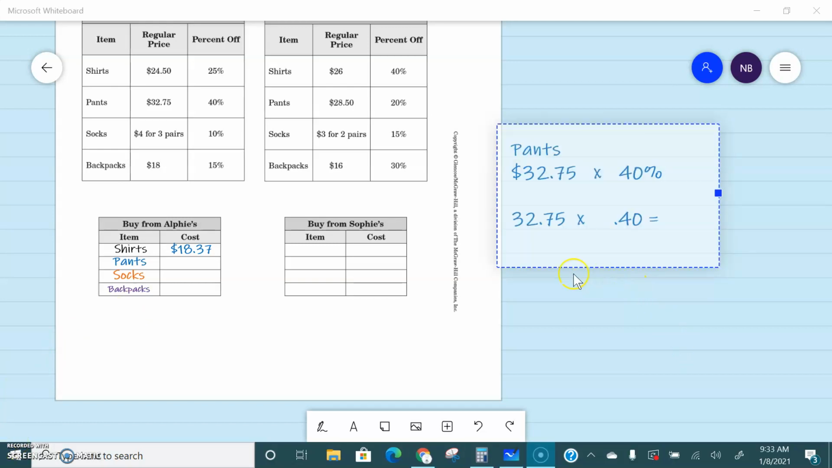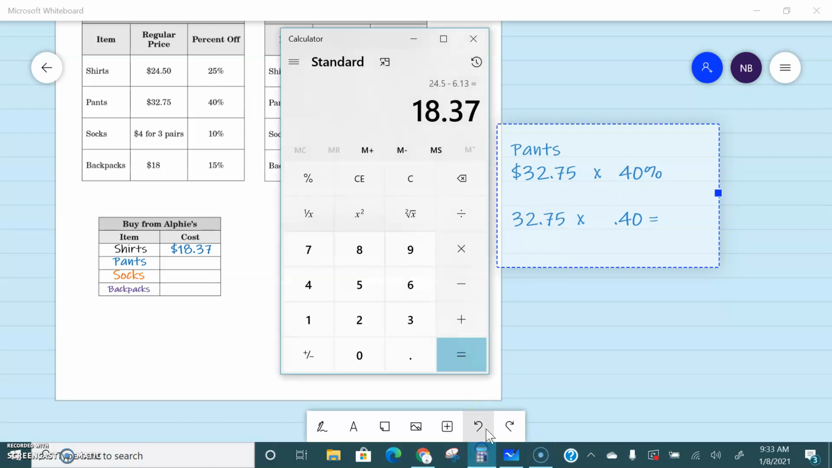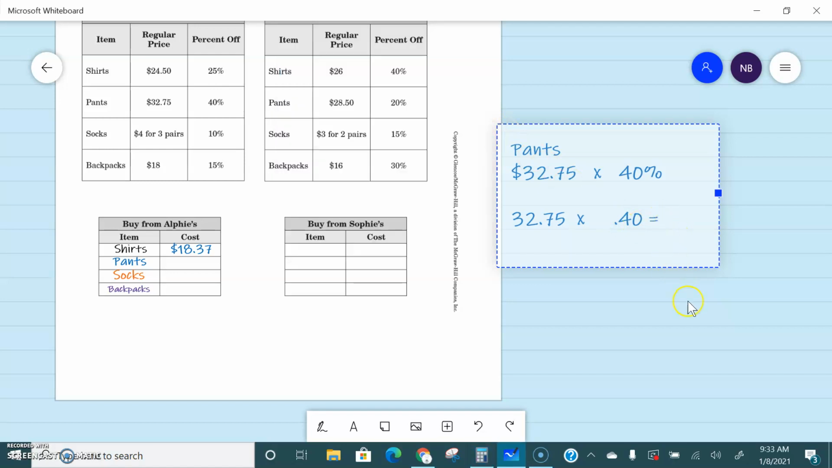If you need to pause the video to write down stuff, make sure you do that so you don't miss anything. I went ahead and set up the pants section, and pants are $32.75 with a 40% discount. We want to figure out how much you're going to spend for these pants after the discount. So we're going to do $32.75 times 0.40. And we end up with 13.1. Just put a 0 here as a placeholder to show that that's 10 cents. It would be 13.10.